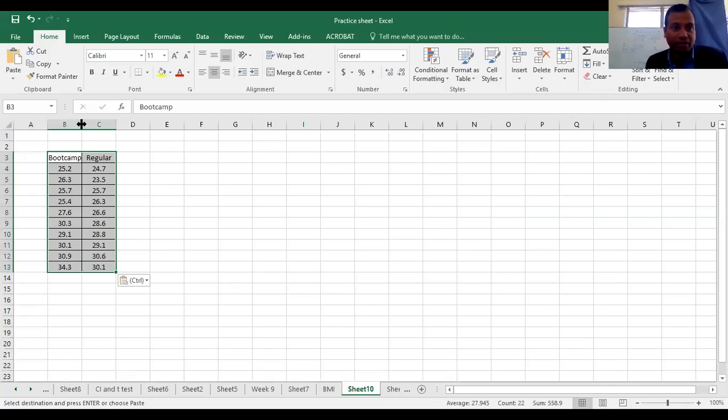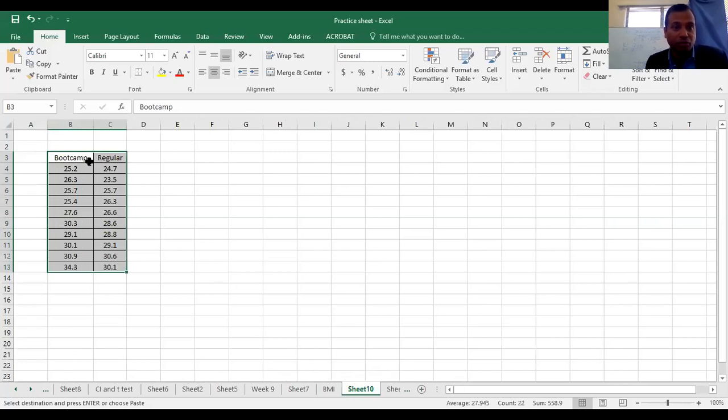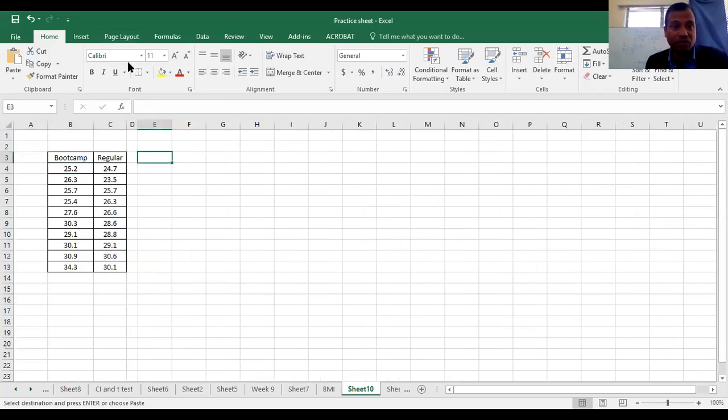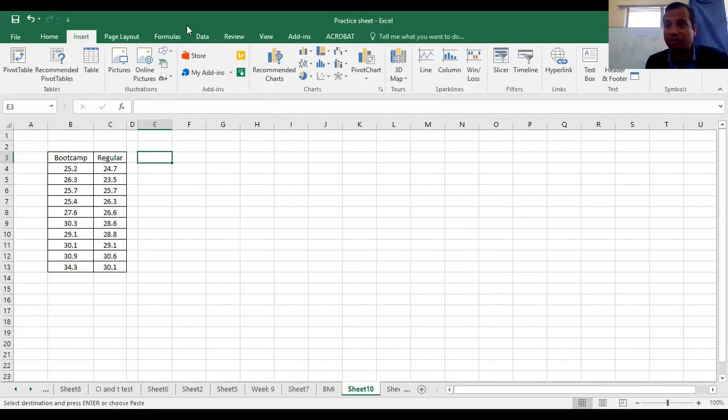These two data are given, right? For the boot camp, 10 participants, and for the regular, 10 participants. And these data are before the treatment. So what we can do is, using the Excel, you see, just keep noting what I'm doing here, or you can do in parallel. Find out where is the data.